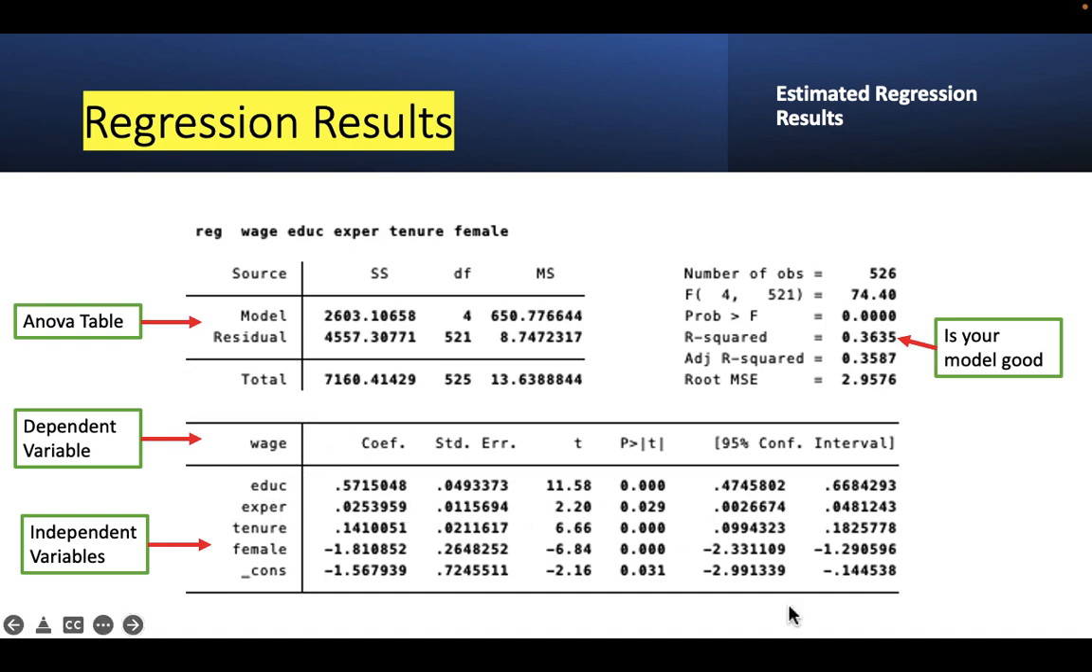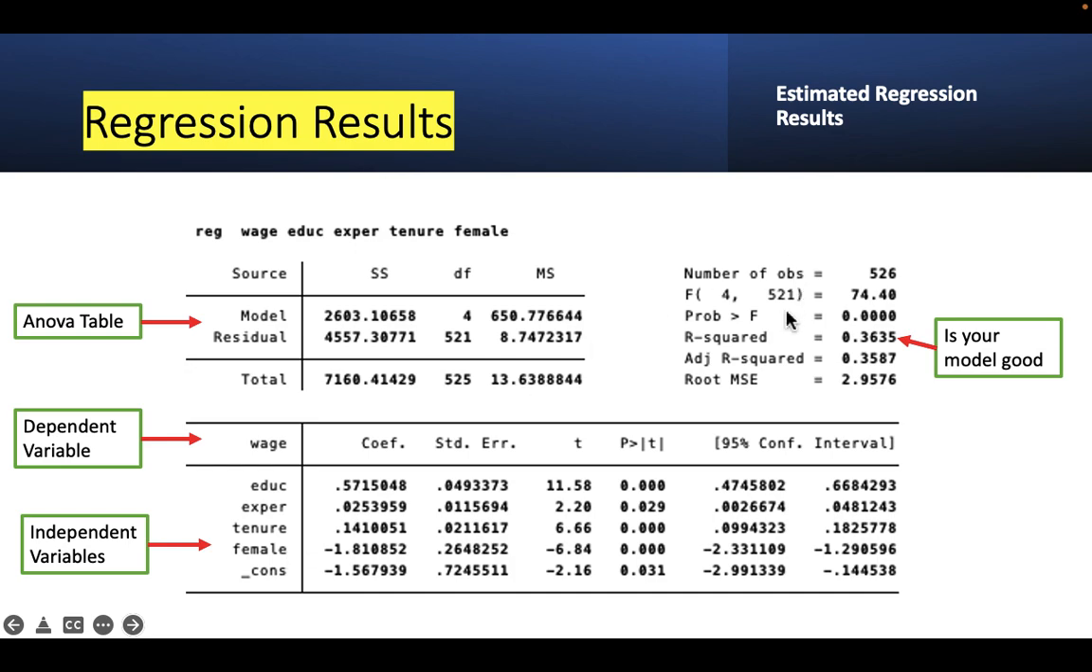So, let's just talk about the output. The output will have an ANOVA table, and then you have a dependent variable, which means we are trying to explain wages. And what are the factors that are being used to explain wages? These are the independent variables, so education level, experience, tenure, and whether you're male or female. In this case, we're using female as the dummy variable over here to explain gender impact.